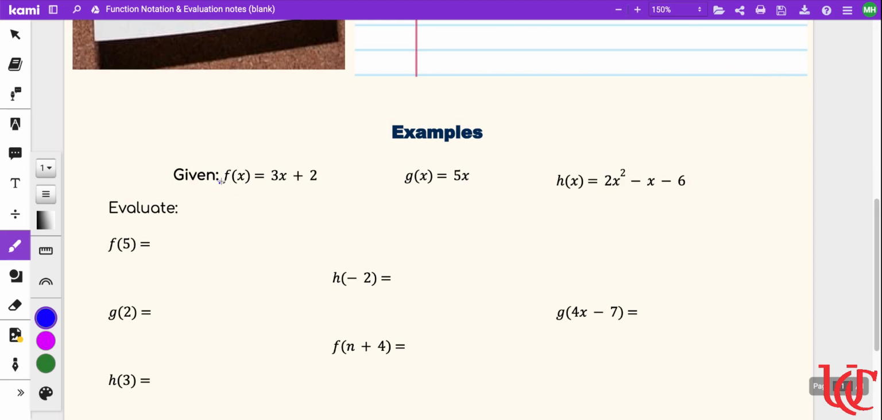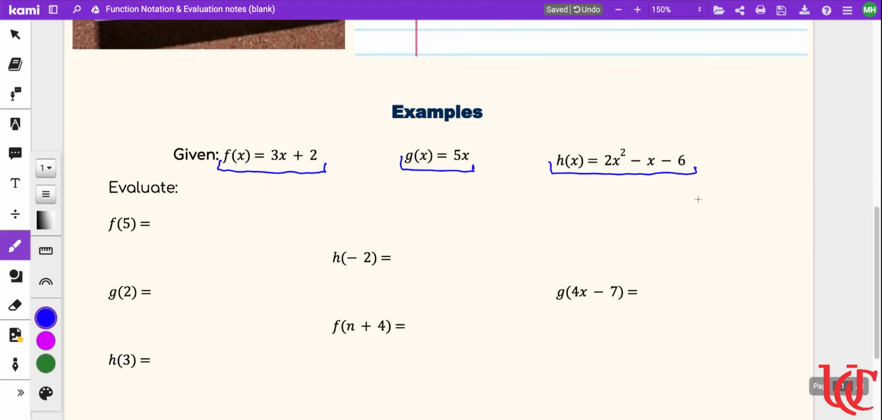So I'm going to have my f function is going to be 3x plus 2. My g function is 5x, and my h function is 2x squared minus x minus 6. And then I have all kinds of different things that I can plug into it. Remember, when you're plugging in, it's replacing that x, and keep your parentheses when you're changing that x.